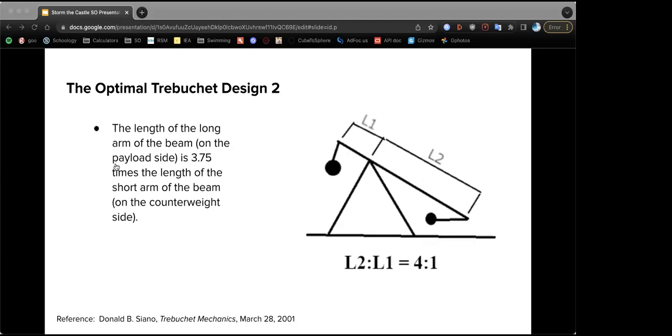All right, here's another tip. Basically, this length here, which is the longer side of the beam, should be roughly 4 times longer than this shorter side of the beam.